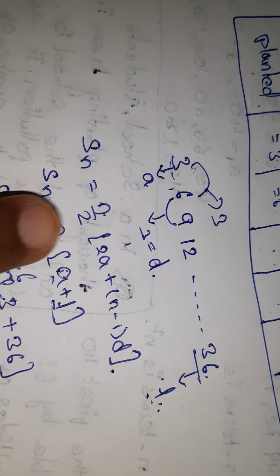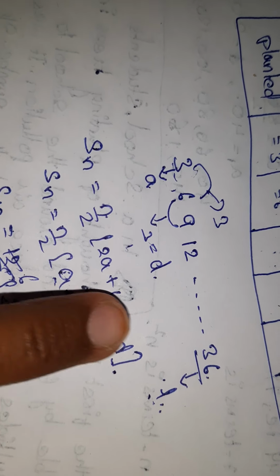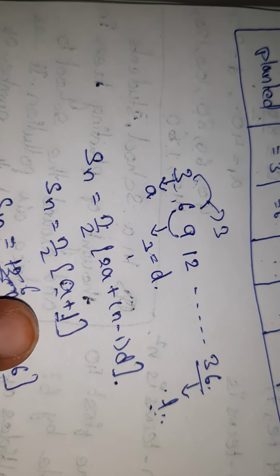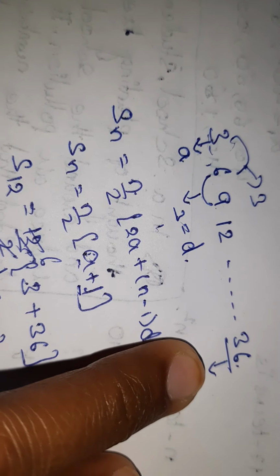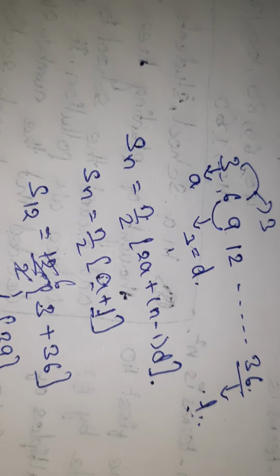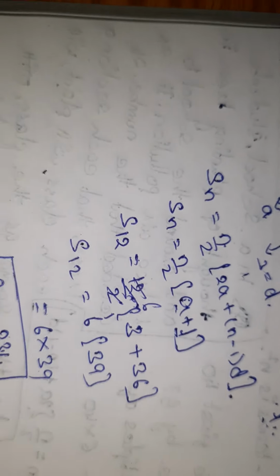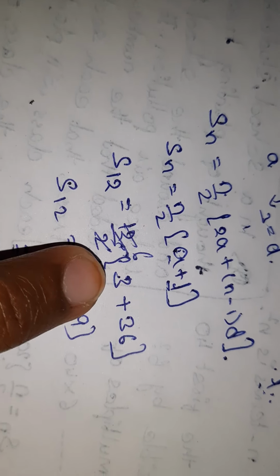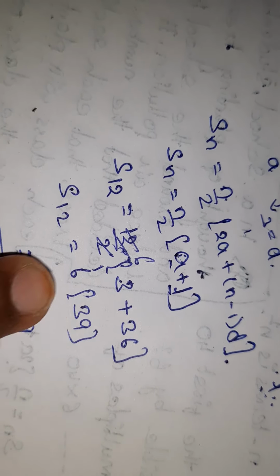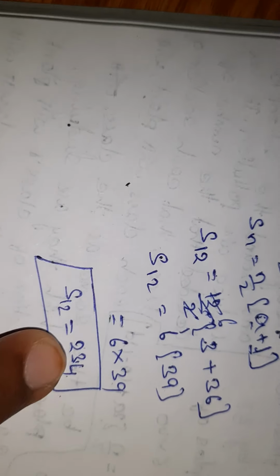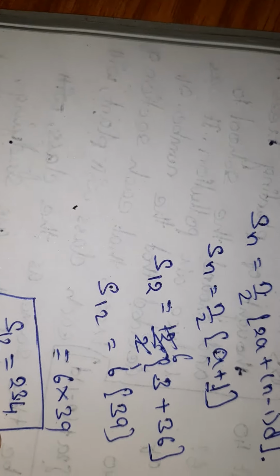Sn formula, I have taken two formulas. You can take either of the formulas, you get the same result, but I have taken the simplest one because we have the first term and the last term in the series. So S12, the total classes are S12. So S12 is equal to n is 12 now, so 12 by 2 into 3 plus 36. After solving it, we got 234.